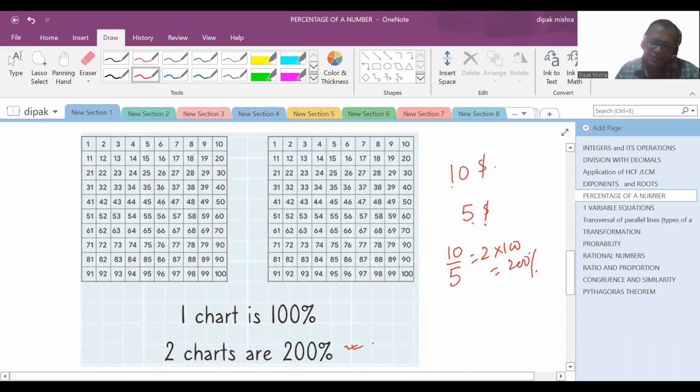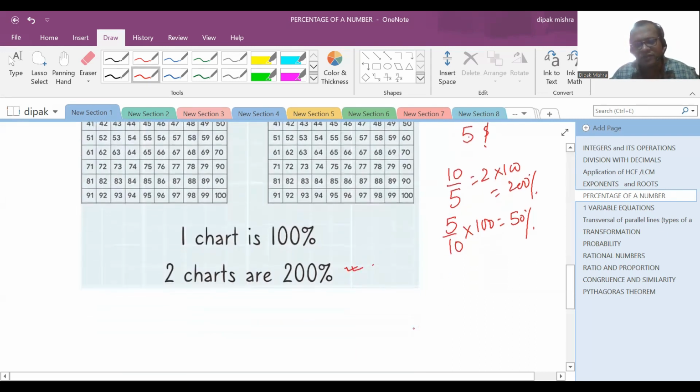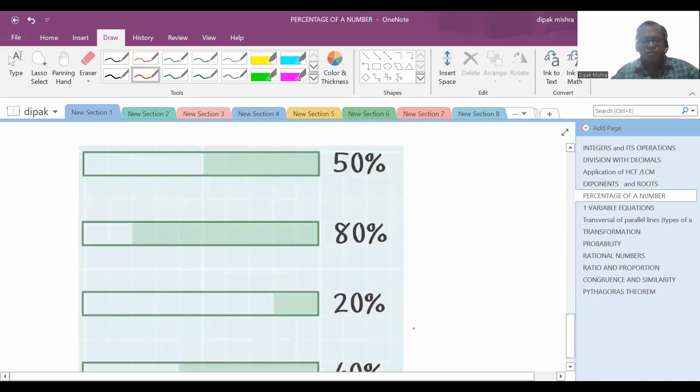But if I say that you have got 5 and I have got 10, how much do you have as a percentage of me? I will say it is 5 by 10 into 100, which is 50%. So here the percentage is less than 100. It can be 200%, it can be 300%, it can be 50% as well. The only thing required is for the concept to be clear.